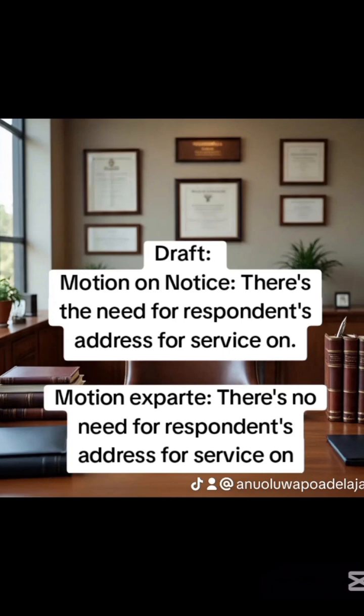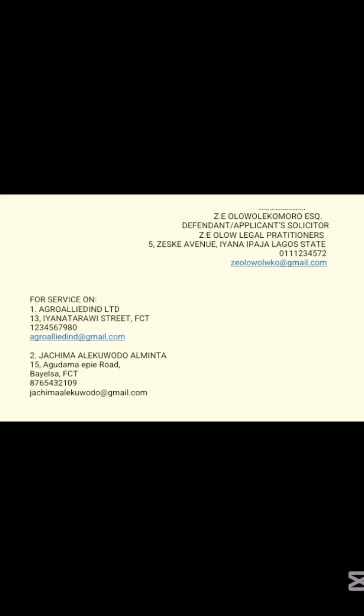But for motion ex parte, since the respondent is not a party, then you don't need to add the address for service on because, like the first difference we gave, the respondent does not have to be heard because it's a motion ex parte. So anytime you are told to draft a motion ex parte, you only have the address of the applicant's solicitor at the last part. However, for motion on notice, you will have the address for service on at the last part after the applicant's address.